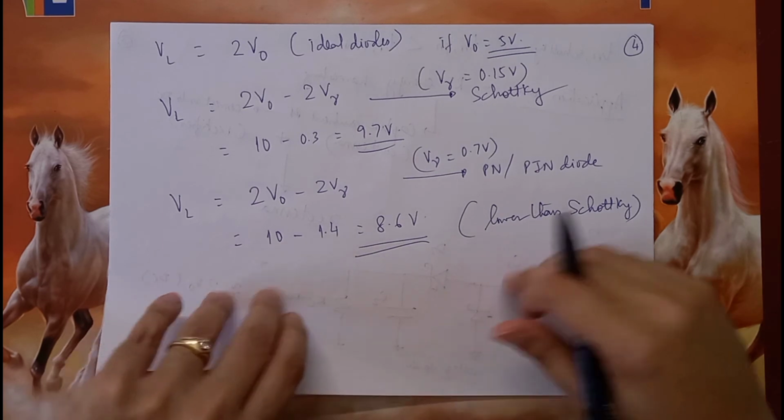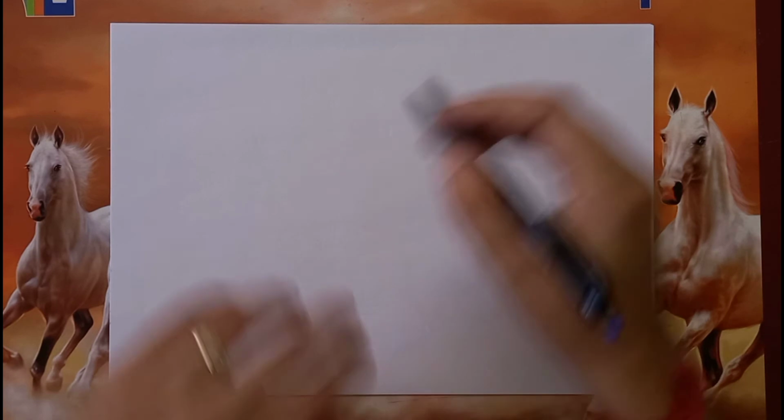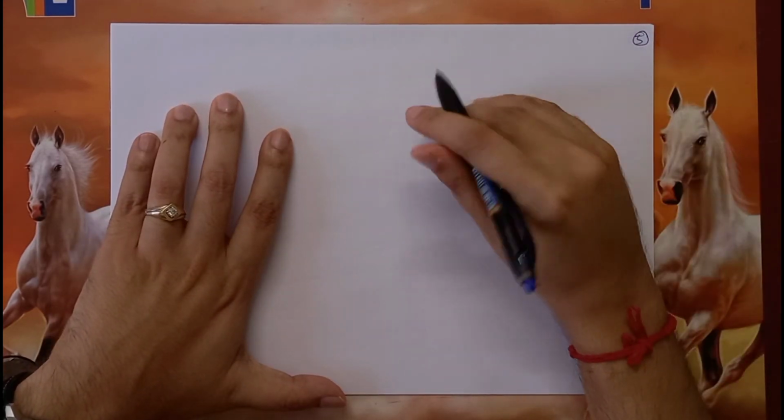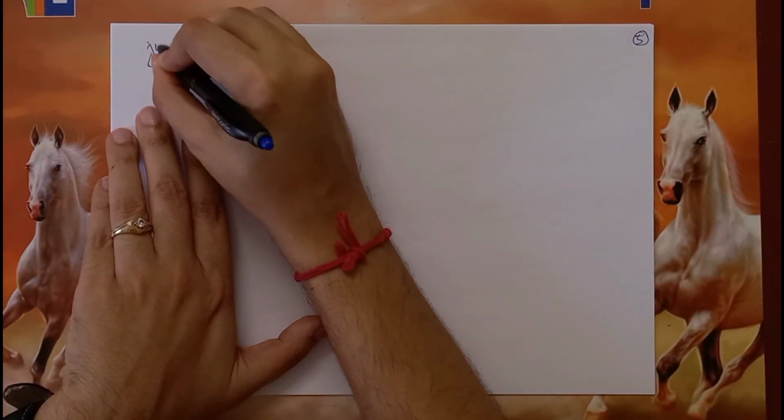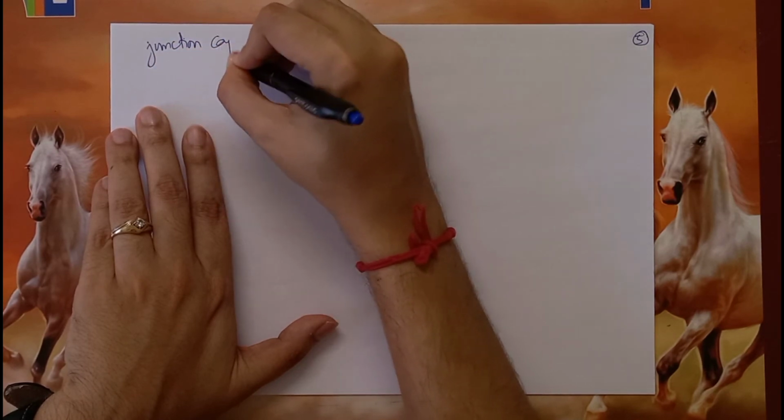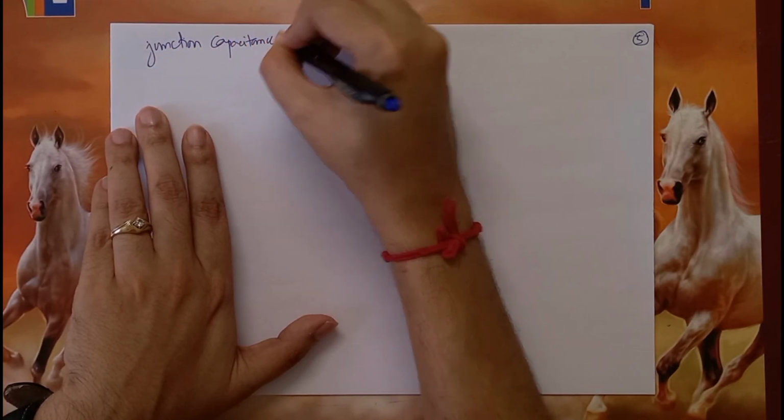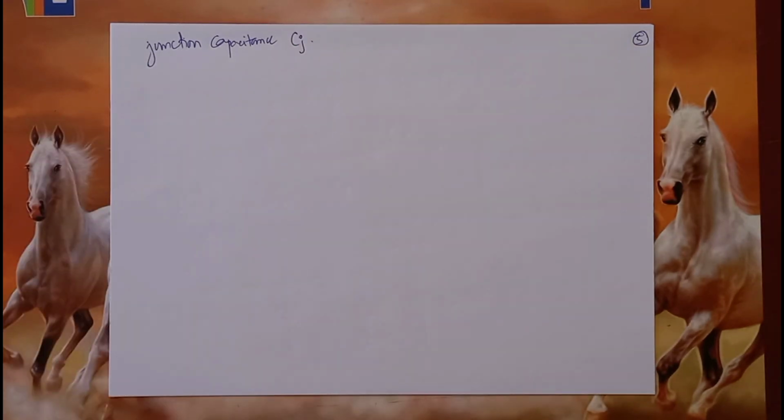Now, let's go back a little bit to the previous lecture and talk about the quantity which we briefly discussed. The quantity that makes the ordinary PN diode unsuitable for RF applications. And that quantity is called the junction capacitance, the junction capacitance Cj.